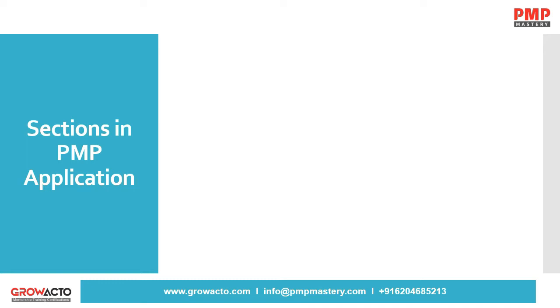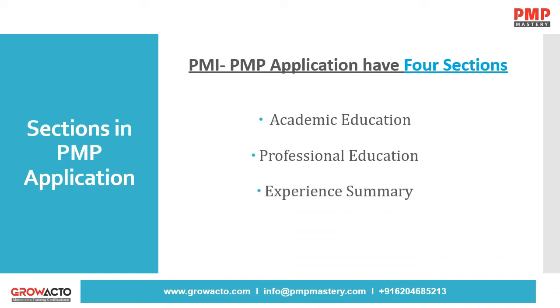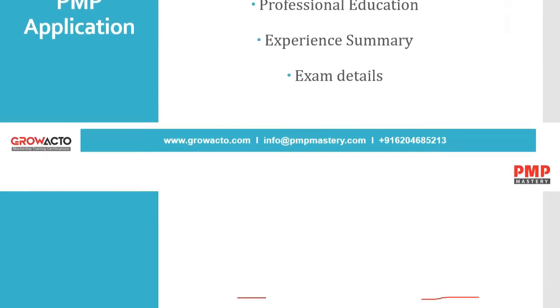When you go to the PMI website to fill up your PMP application, you need to go through 4 sections. First section, academic education. Second section, professional education. Third section, experience summary. And the last section, where you have to fill in exam details. Let's move on further and discuss all these 4 sections one by one.